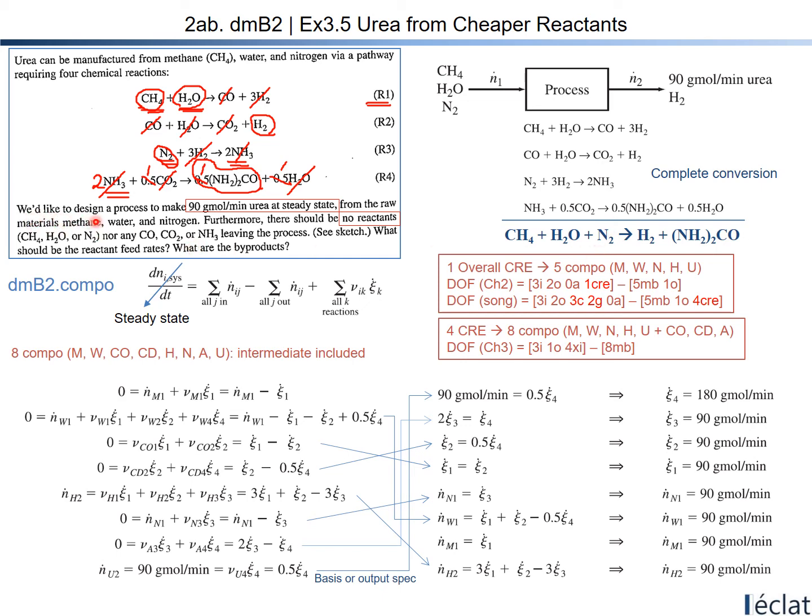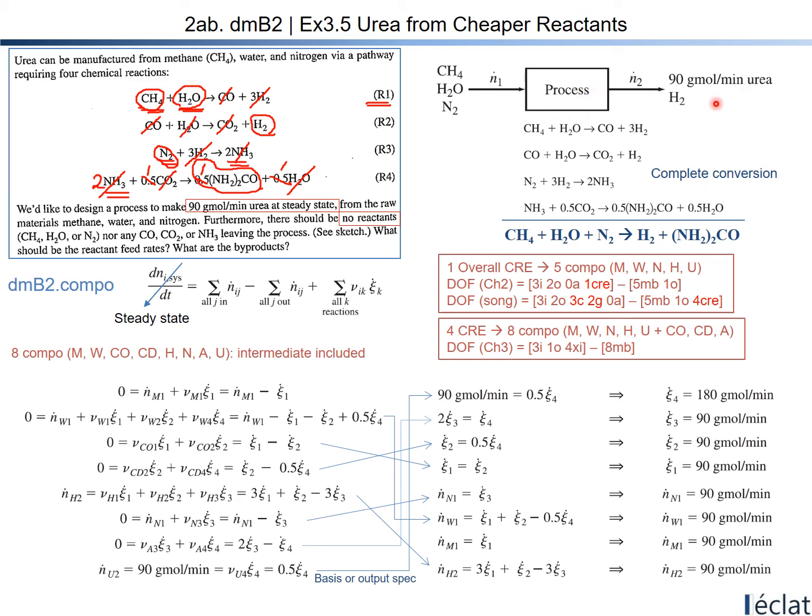We'd like to design a process to make 90 gram mole per minute urea at steady state. So we'll have the 90 gram mole per minute urea as the upstream from the raw materials methane, water, nitrogen. Furthermore, there should be no reactant nor any intermediate leaving the process. So it means we have the complete conversion for the process.